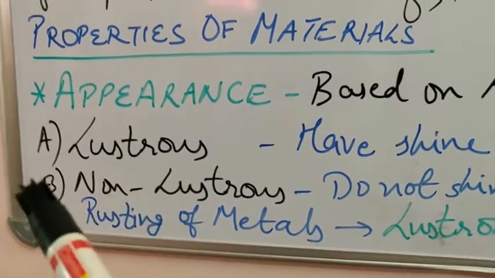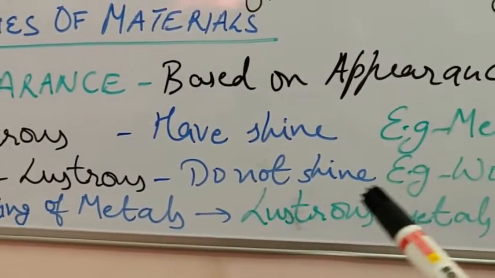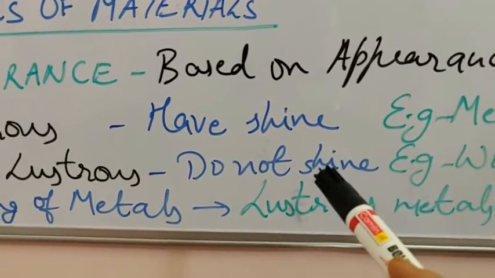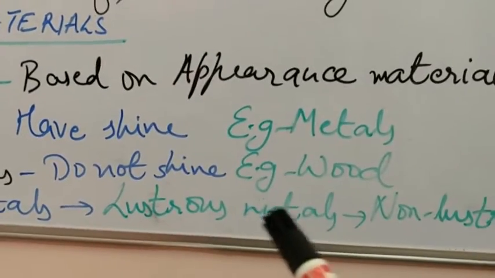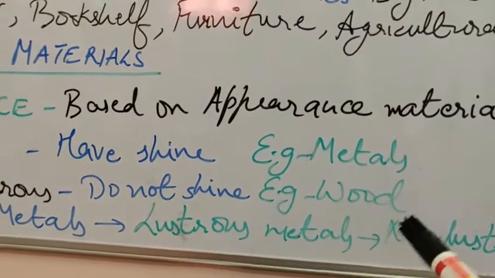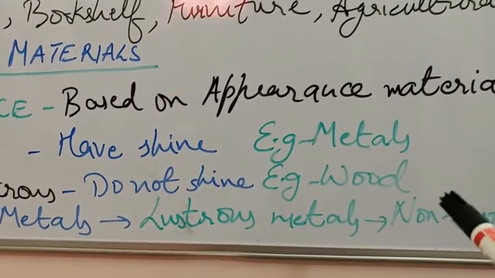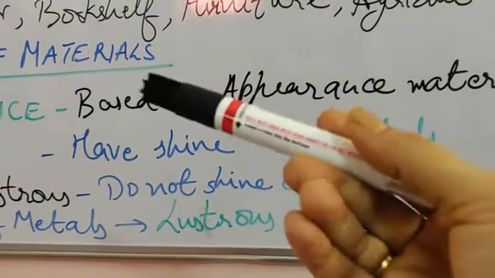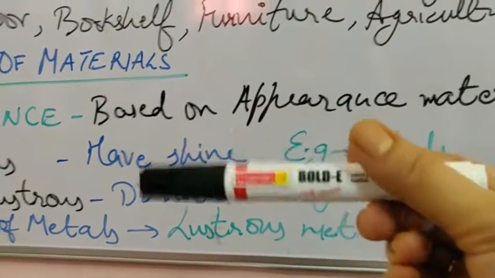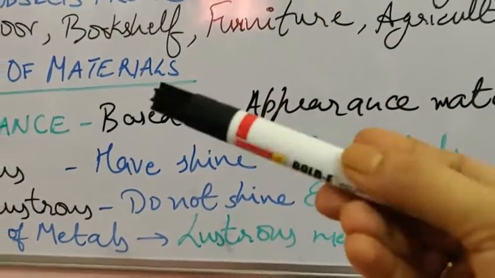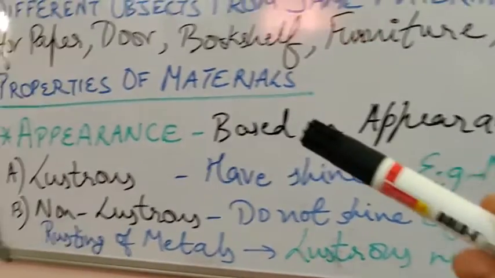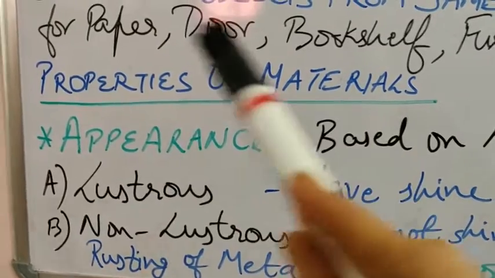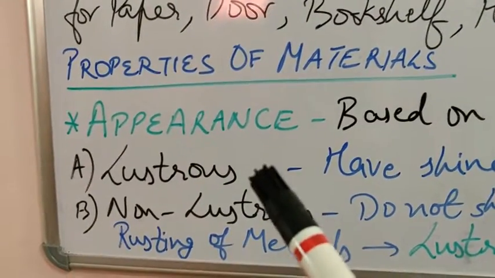Then we come to non-lustrous objects. Non-lustrous means those objects which do not have any shine. They are said to be non-lustrous objects. In this we have materials like wood. Wood is a good example of a material which does not have shine. Now if we say plastic has somewhat of a shine in it, it is made lustrous. Now why are we trying to study appearance or luster here?